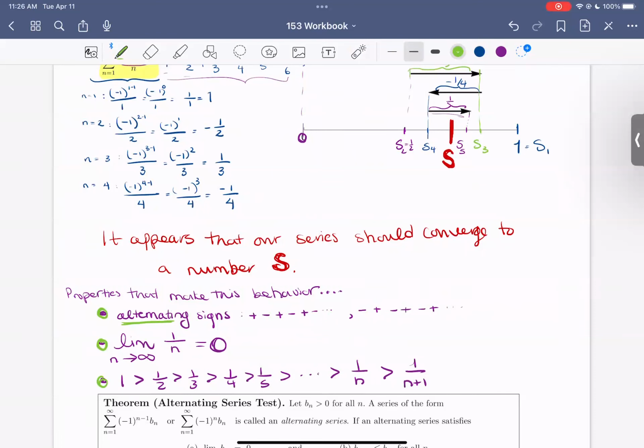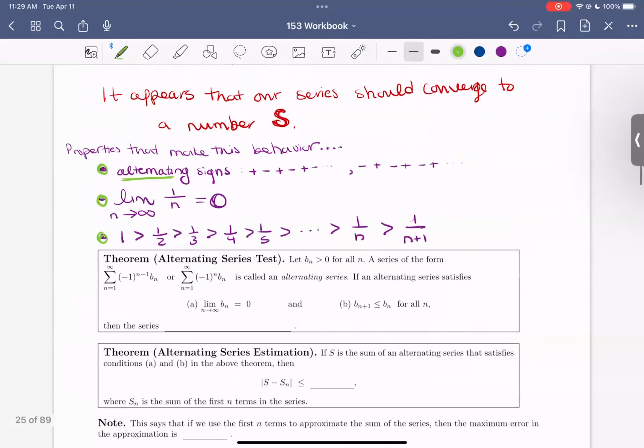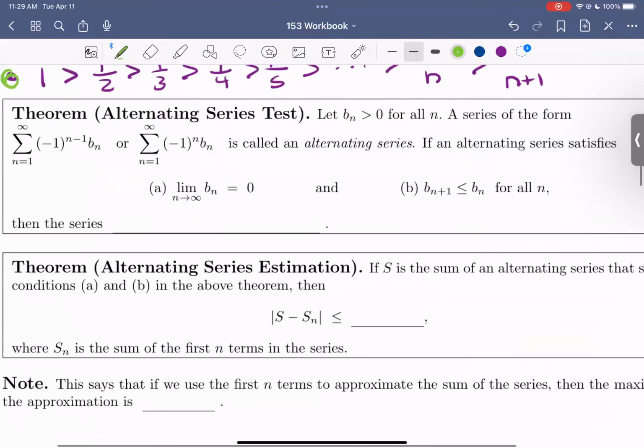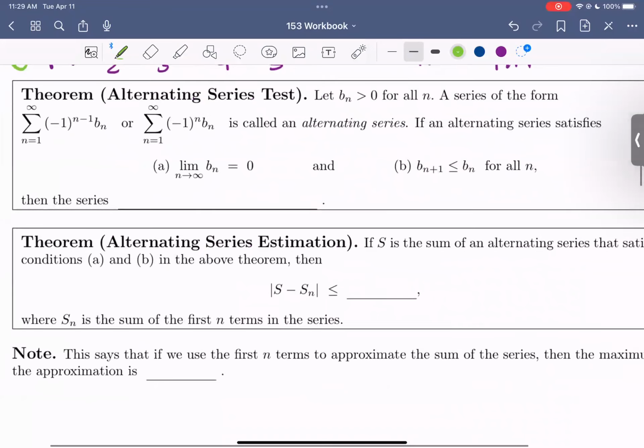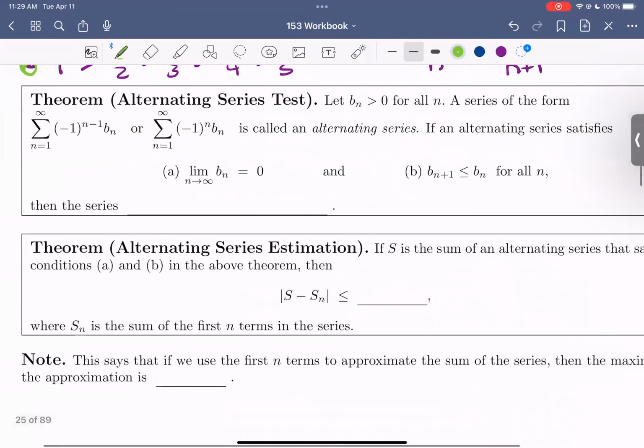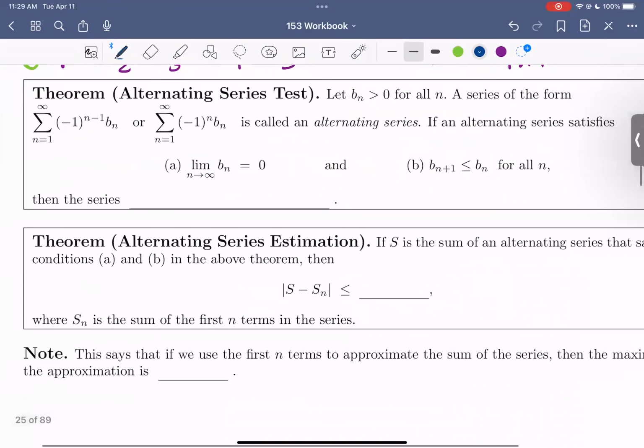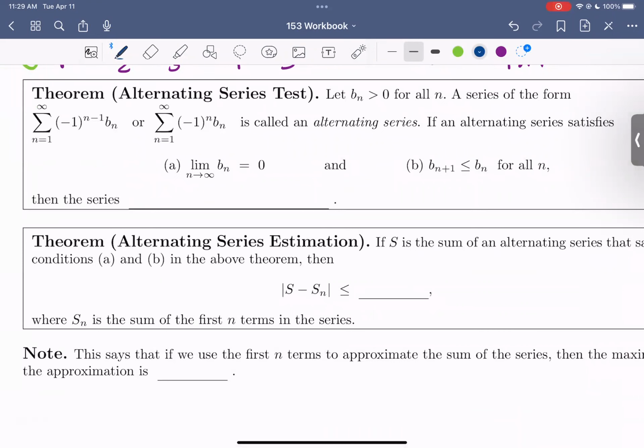And we're going to see that here in our first theorem of this section. So let's go ahead and look at that theorem now. So this is called the alternating series test. So in this situation, let Bn be bigger than 0 for all n. A series of the form, the sum of (-1)^(n-1) Bn, or the sum of (-1)^n Bn, is called an alternating series.